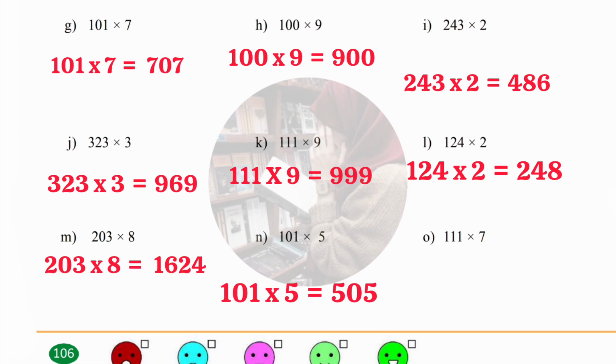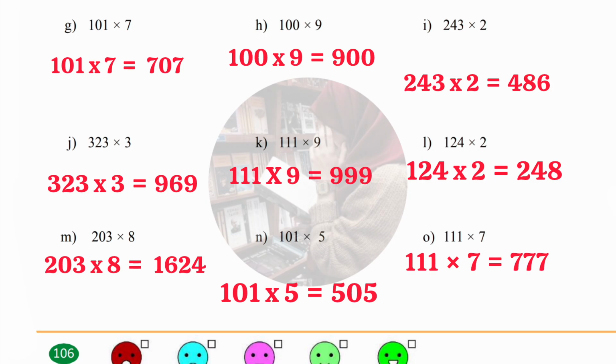5 ones 5, 500, 5 ones 5. So answer is 505. Next one is 111 multiplied by 7. So 7 ones 7, 7 ones 7, 7 ones 7. Answer is 777. Got it, guys? I hope you understood this and enjoyed doing multiplication. Okay, now we'll move to the next worksheet, that is worksheet number 8.